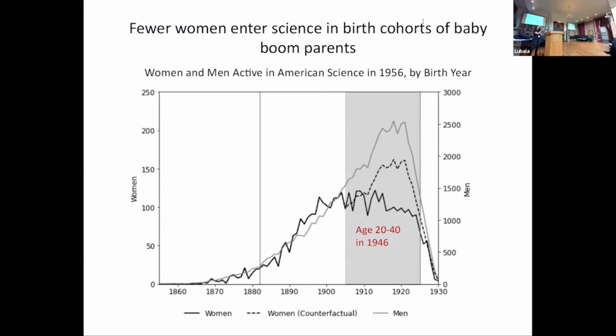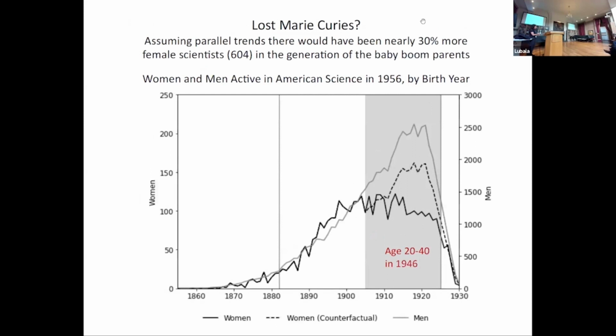We noticed there was this dip in the data. This is for men, and these guys are too young to enter the Men of Science. But what you notice is that mothers actually flatten out. If men and women had continued to grow at the same rate in participation as they had leading up to the baby boom, then in our data set we would have had about 604 additional scientists. That's nearly 30% more. So there was a big loss in this generation of scientists: we're missing women in the data.